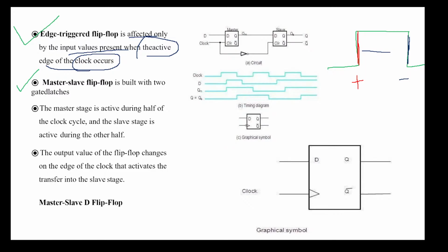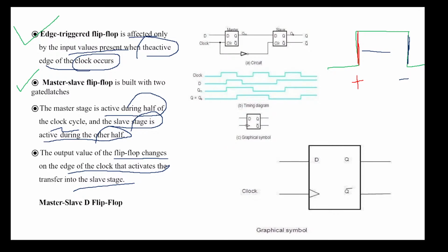Now what is a master slave flip-flop? The name says it, master slave. The slave will listen to the master. So if the master stage is active during half of the clock cycle and then the slave stage is active during the other half, the output values of the flip-flop change on the edge of the clock that activates the transfer of the slave state. So the slave is listening to the master.